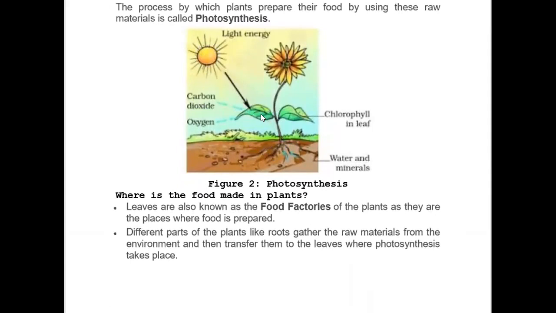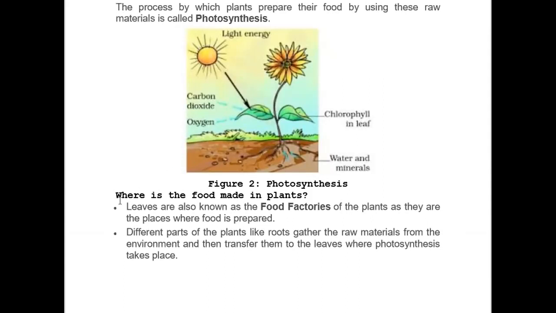And you need to remember that the leaf of the plant is also known as food factory of the plant, or you can also call it as the kitchen of the plant. Why you call it as? Because in the leaf of the plant, the food is prepared with the help of all these raw materials.